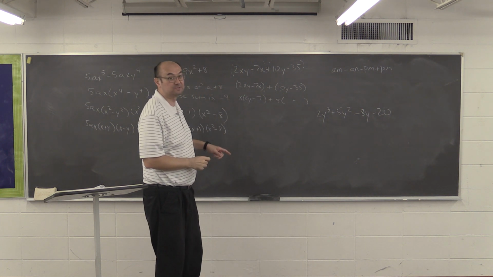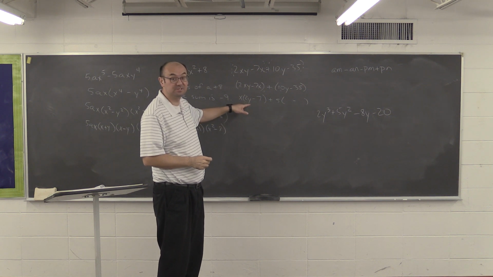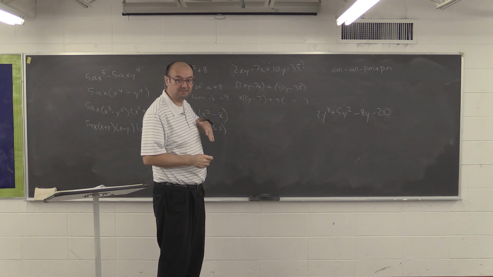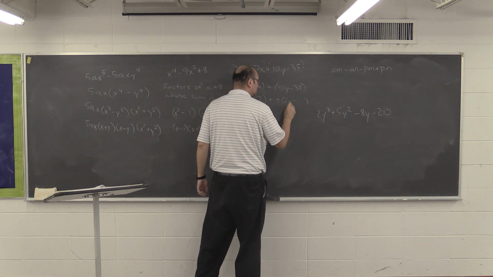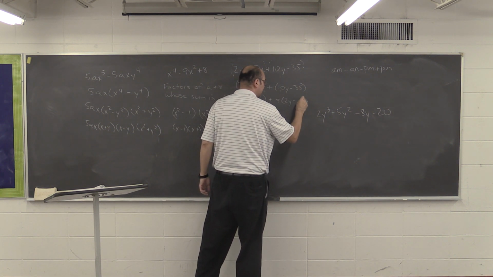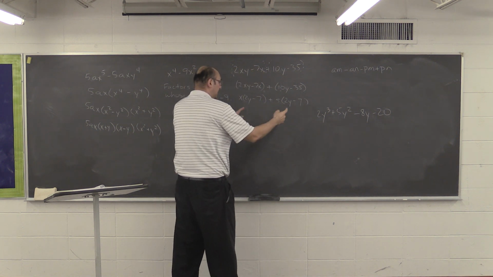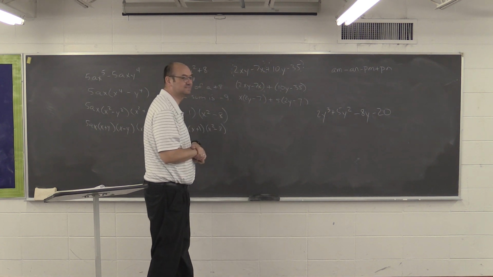And you guessed it, it's probably going to come out just like this. We did this on a lesson the other day. So 5 times what is 10y? 2y. 5 times what is 35? 7. And look here, we have 2y minus 7.